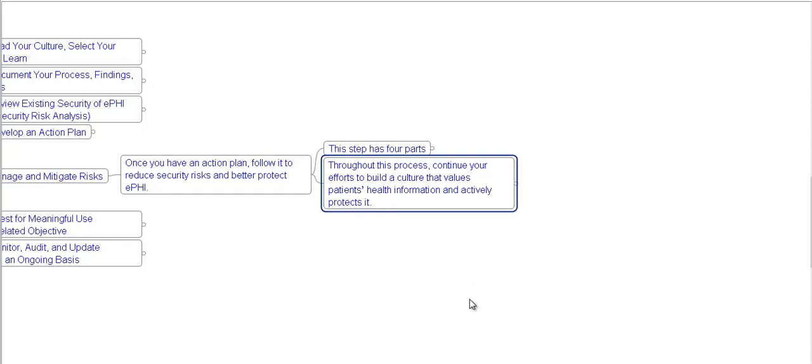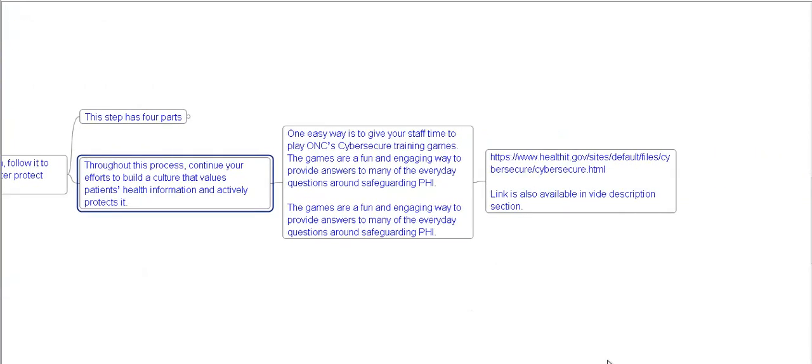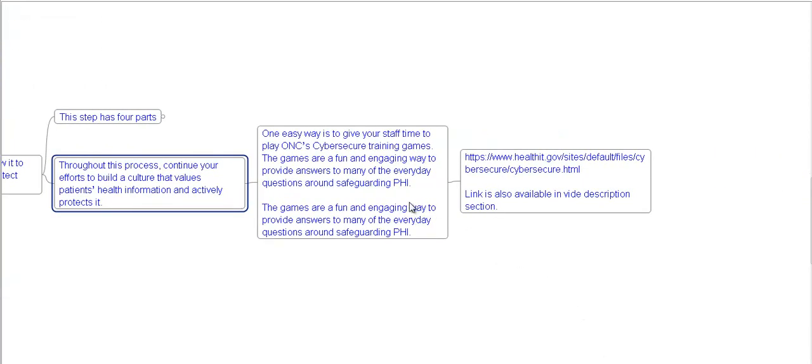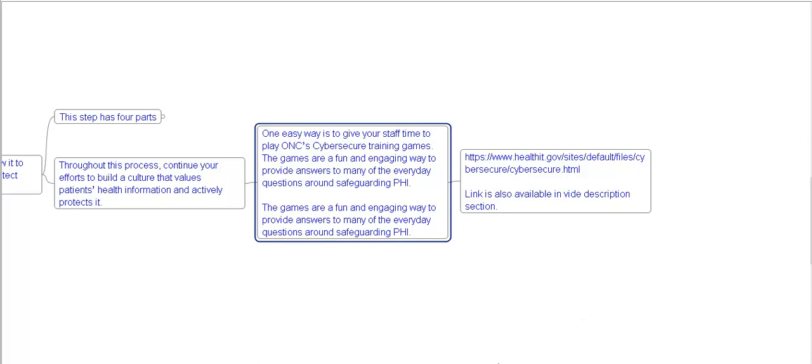Throughout this process, continue your effort to build a culture that values patient health information and actively protects it. One easy way to give your staff time to play is the ONC cybersecurity training games. The games are a fun and engaging way to provide answers to many of the everyday questions around safeguarding PHI.